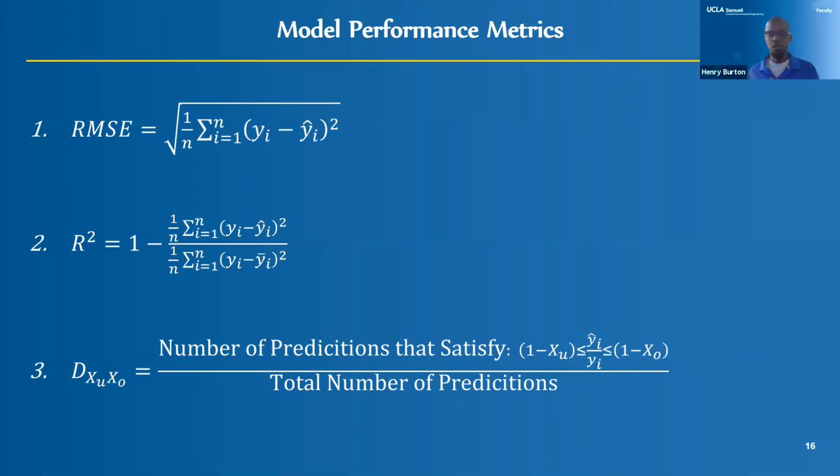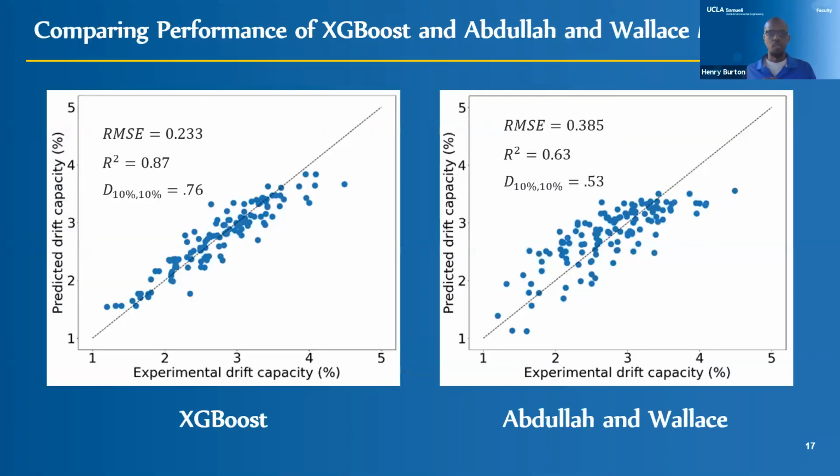So this slide shows a comparison between the two models, right? The XGBoost on the left, the Abdallah and Wallace model on the right. I think these are plots of the observed drift capacity on the horizontal axis, the predicted drift capacity on the vertical axis. The diagonal line represents the cases where the observed and the predicted are the same. So the more clustered you are on that diagonal line, the better the performance. I think immediately you can see just visually that the XGBoost model performs better, but you can look at that in terms of these different metrics.